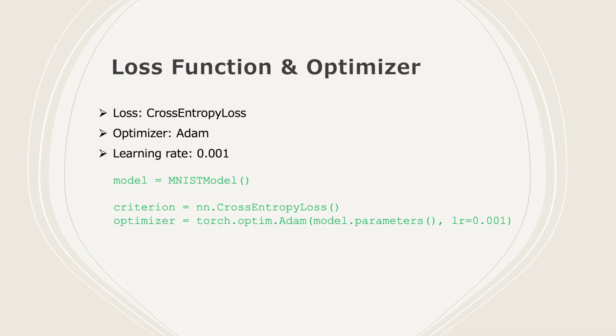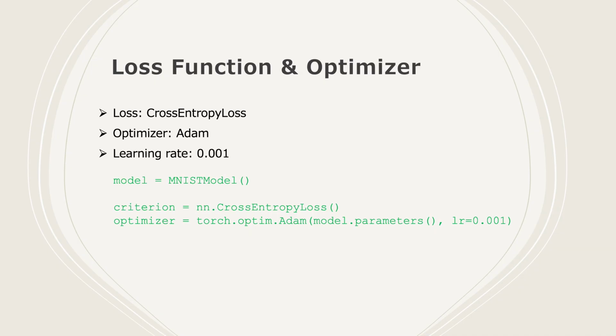Next, we choose the Adam optimizer. Adam is a widely used optimization algorithm because it adapts the learning rate during training and typically converges faster than basic optimizers like SGD. Here, we set the learning rate to 0.001.